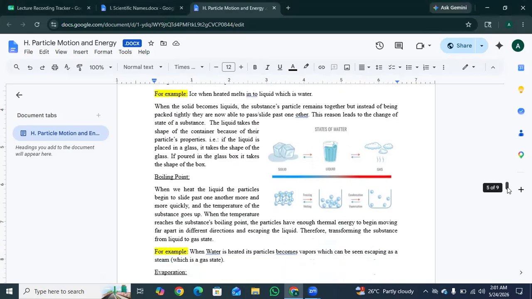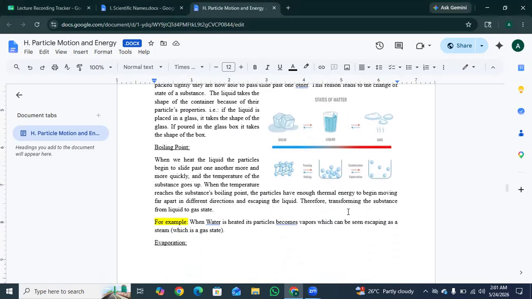So the next one is boiling point. When we heat the liquid, the particles begin to slide past one another more and more quickly, and the temperature of the substance goes up. When the temperature reaches the substance's boiling point, the particles have enough thermal energy to begin moving far apart in different directions and escaping the liquid, therefore transforming the substance from liquid to gas state.